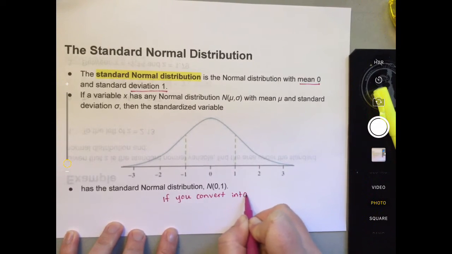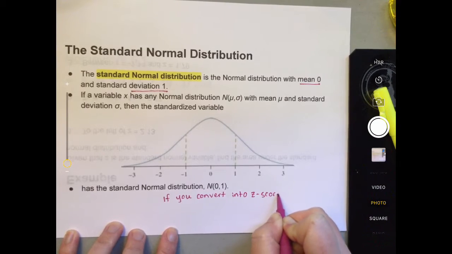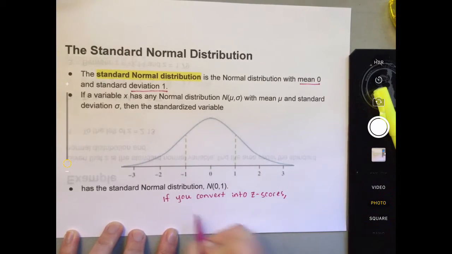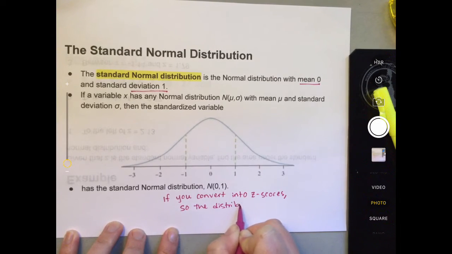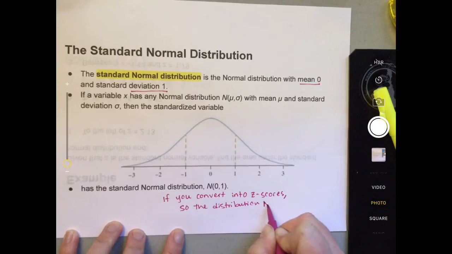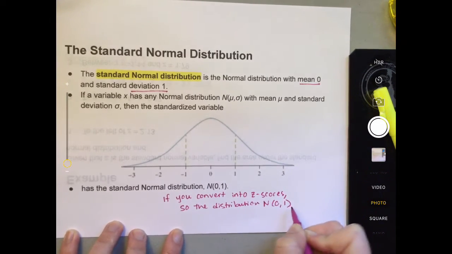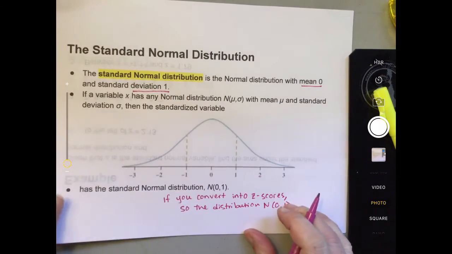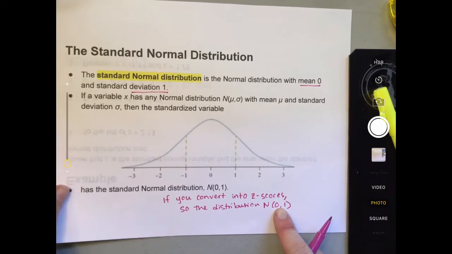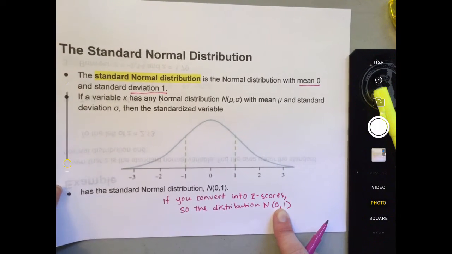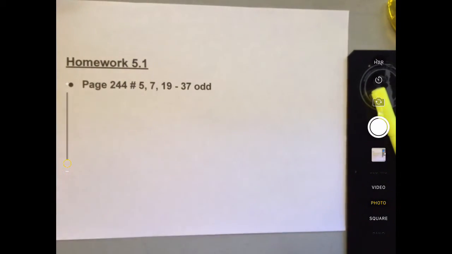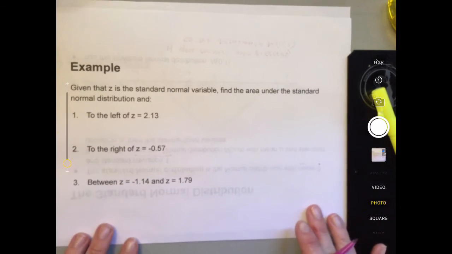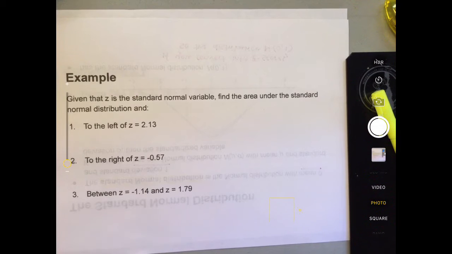into z-scores, you're standardizing it, right? So the distribution will be normal, okay? And that's what we're going to plug into our calculator. So if we convert into z-scores, when we plug into our calculator, that's in my second part of my lecture that's already posted, it is 0, 1. Let's go over some examples using the chart. The next video will show you how to use the TI Nspire.